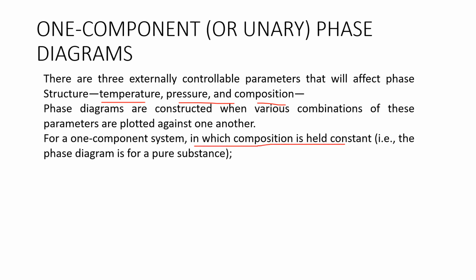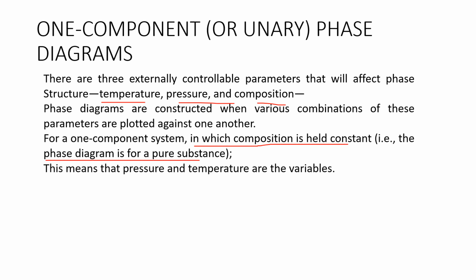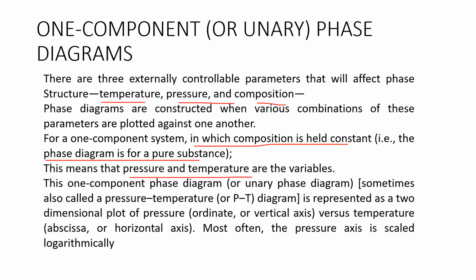For one component system in which composition is held constant, one example is phase diagram for pure substance. This means that the pressure and temperature are the variables. This one component phase diagram or unary phase diagram, sometimes also called pressure temperature diagram, is represented as a two-dimensional plot of pressure, ordinate or vertical axis, versus temperature, abscissa or horizontal axis. Most often the pressure axis is scaled logarithmically.